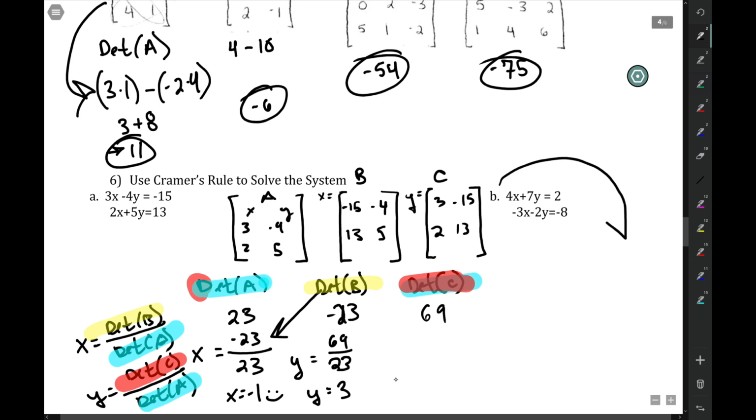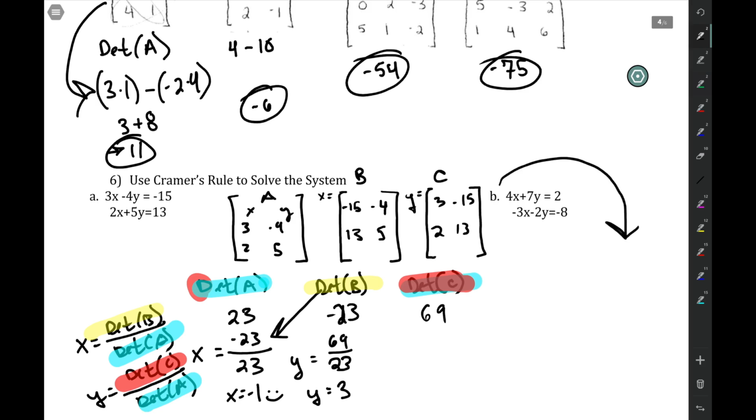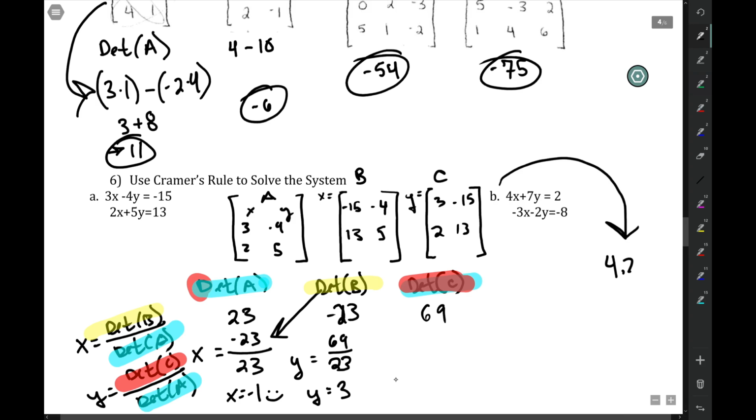Using Cramer's rule for this one is pretty similar again. You should get 4 and negative 2. Cramer's rule will be provided for you in one way or another, so don't worry about remembering so much. Again, this is your letter A, this is B, this is C, this is D, this is E, and that's F. All that is given to you.